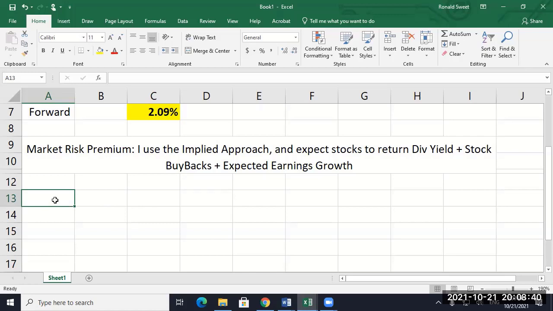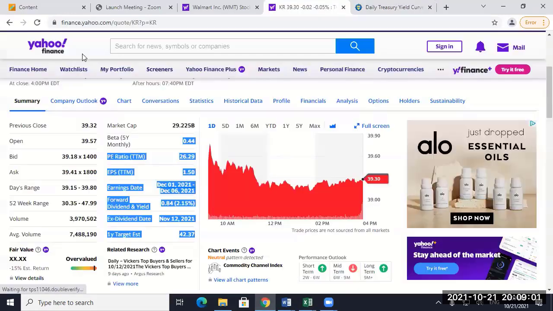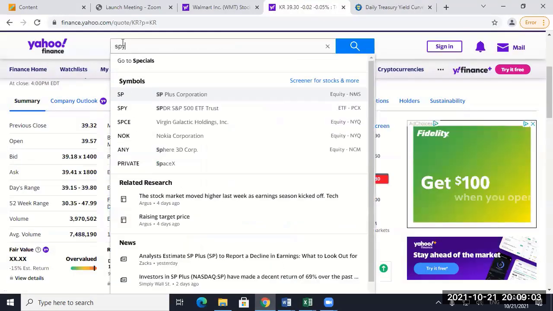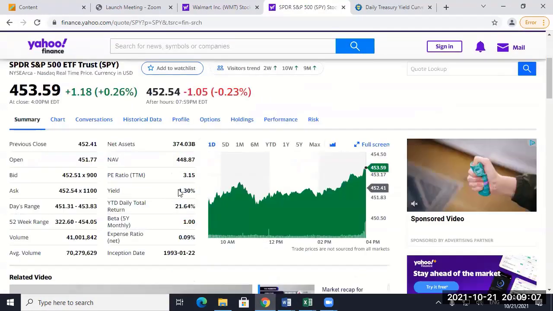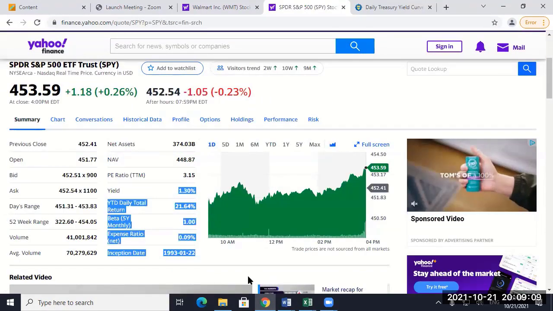So I need the dividend yield. I'm going to do the dividend yield on SPY. Why on the SPY? Because SPY is the S&P 500 ETF, and that's the market. We define the market as the S&P 500. So that's a pretty easy number to pick up. I think it's like 1.3% last time we looked, wasn't it? It's a ridiculously low number. There it is right there, 1.3%.